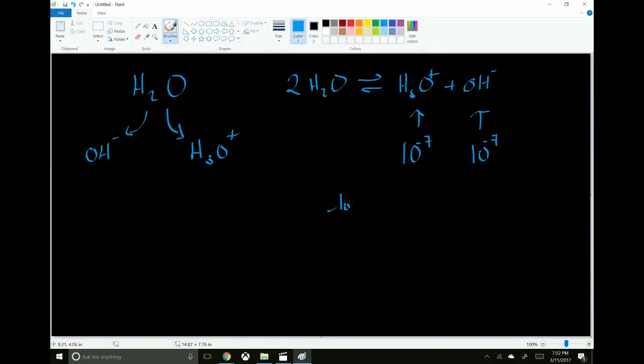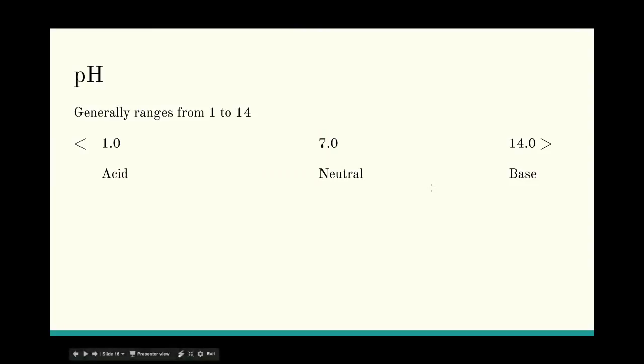And negative log of 10 to the negative 7 is just 7. So that's why a neutral pH is 7, because water, pure water, is what we decided to make our neutral solution. So 7 is neutral, low is acid, high is base.